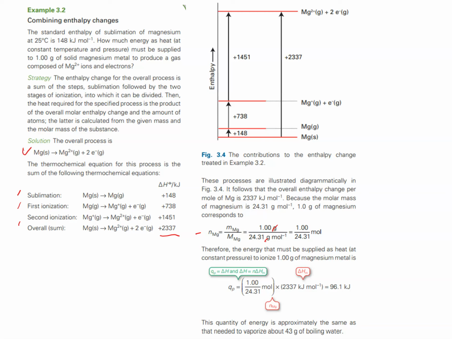Therefore, the energy that must be supplied as heat at constant pressure to ionize 1 gram of magnesium metal is our number of moles times our amount of energy in kilojoules per mole, and in this case, it's going to be 96.1 kilojoules. This quantity of energy is approximately the same as that needed to vaporize about 43 grams of boiling water. Fun factoid.